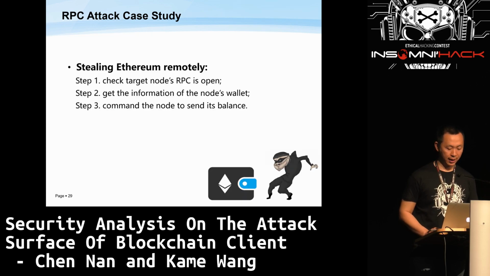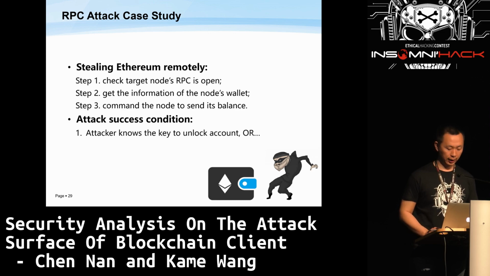Let's check out how an attacker can steal the ethers from a victim's node remotely. First of all, he will check if the target node's RPC interface is open. If yes, he will try to get the wallet information from the node, and then he will command the node to send all its balance to the attacker's account. The success condition for the third step is that the victim's account should be unlocked to allow the ethers to be sent out. There are two different situations.